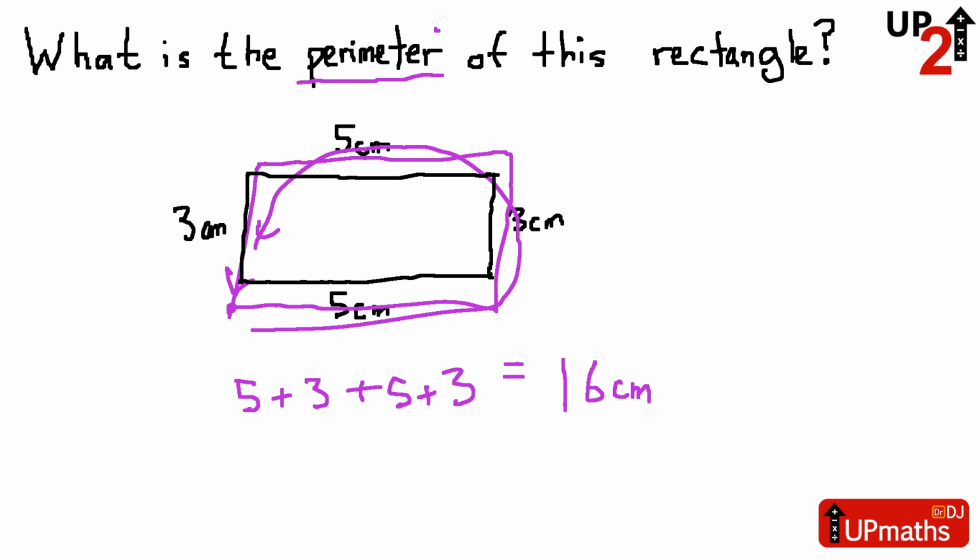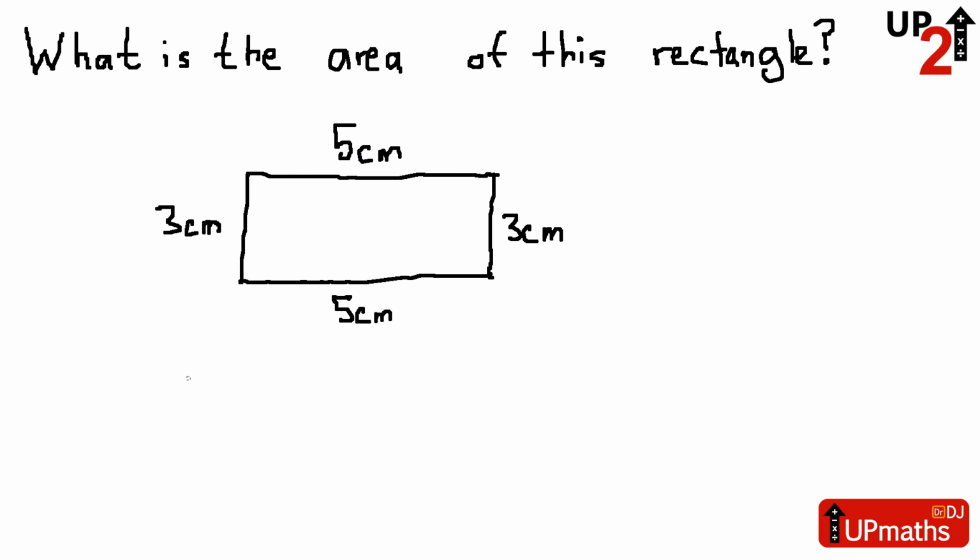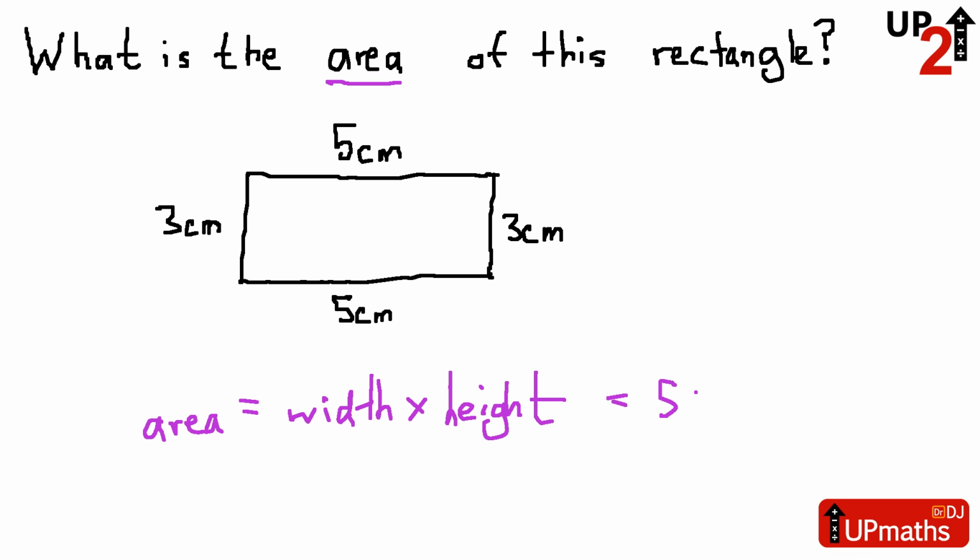Let's have a look at the next one. Pause the video, have a go in your own time. What is the area of this rectangle? Okay, to work out an area, that would be width times height. So that would be 5 times 3, which is 15 centimetres.